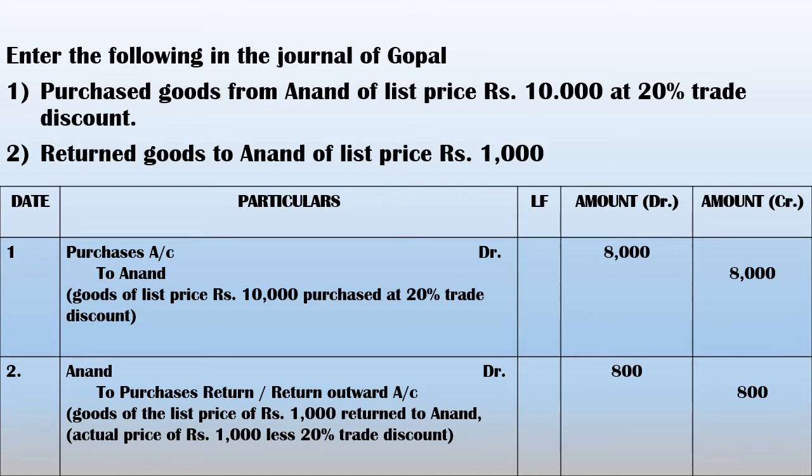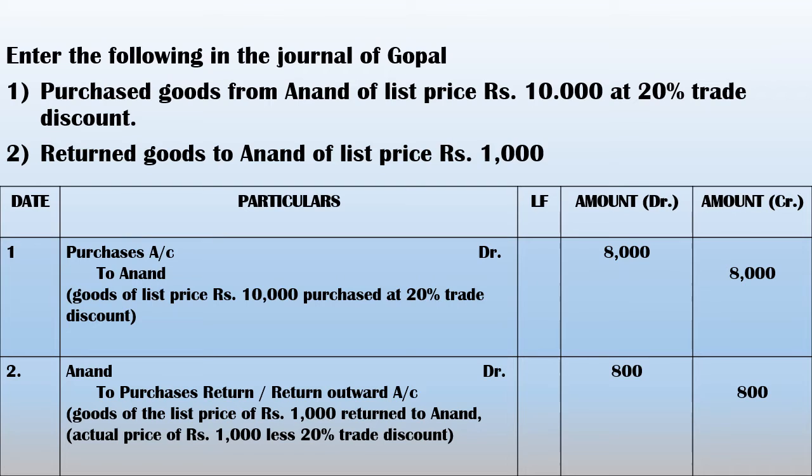And for Gopal, this purchase return will become income, because when Gopal returns the goods, naturally he will get 800 rupees back. So when purchase is debited, purchase return or return outward is credited. The goods Gopal had purchased are going back to Anand, outward from him, and Anand bears the expense because it is sales return for him, and return inward because the goods are coming back in for Anand.